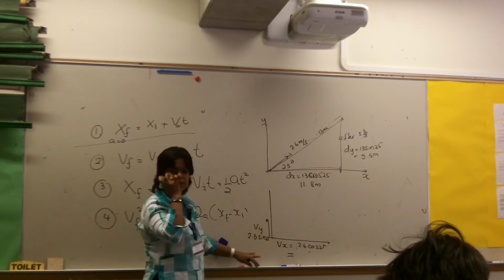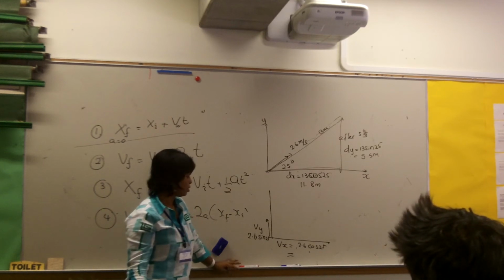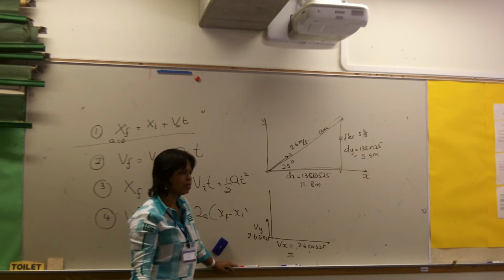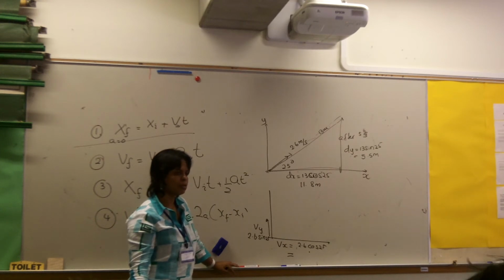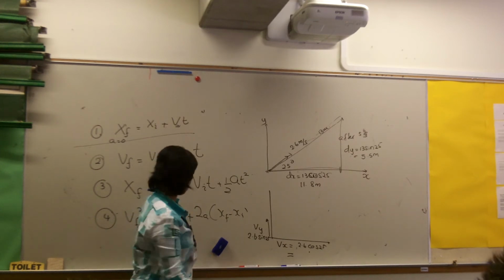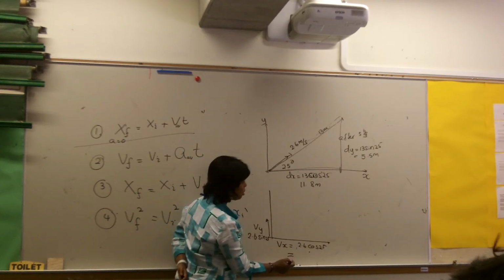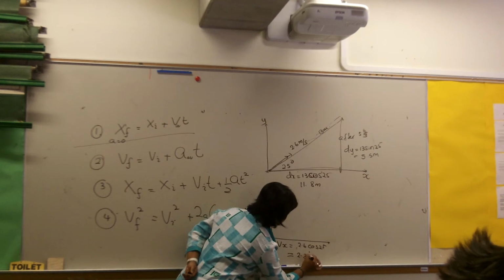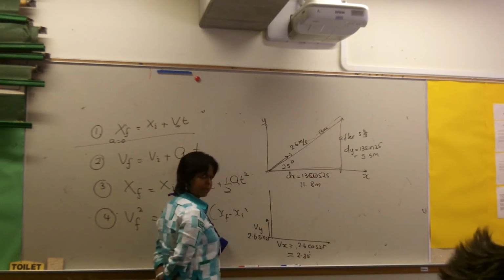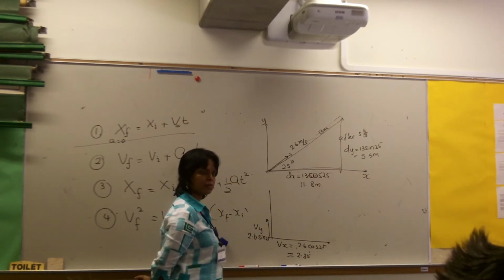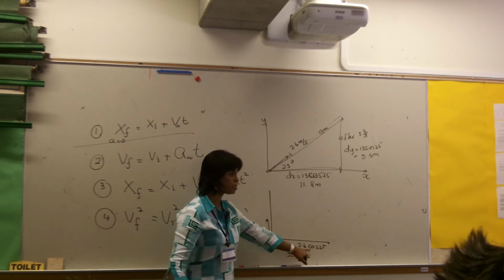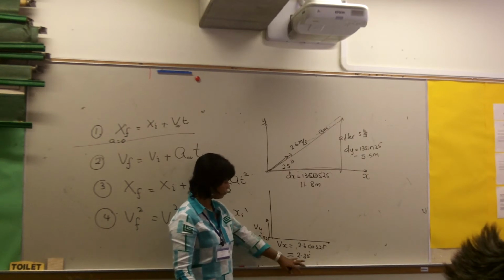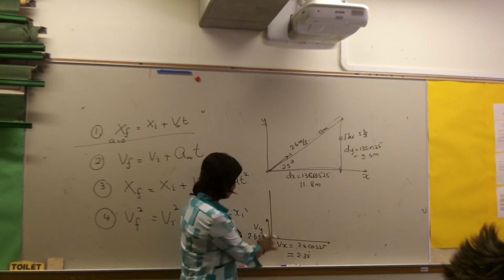So towards the x direction, what is the velocity? 2.6 times cos 25 is what? 2.35. Because cosine 25 is about 0.9. Okay, 2.35. So what about Vy?